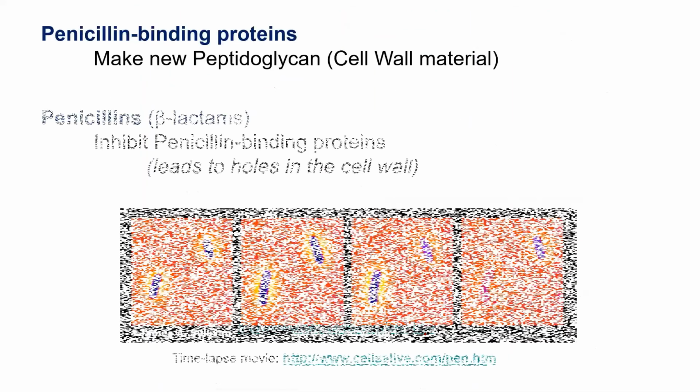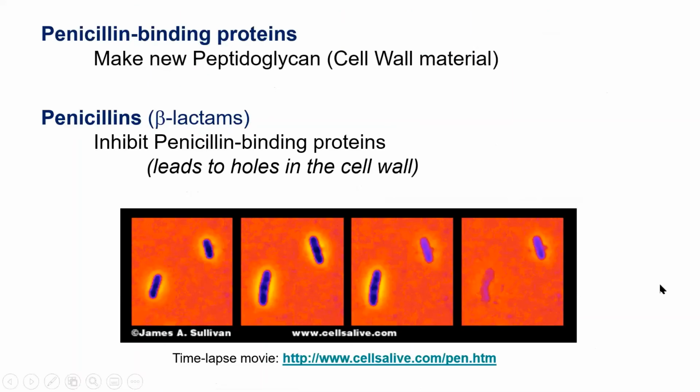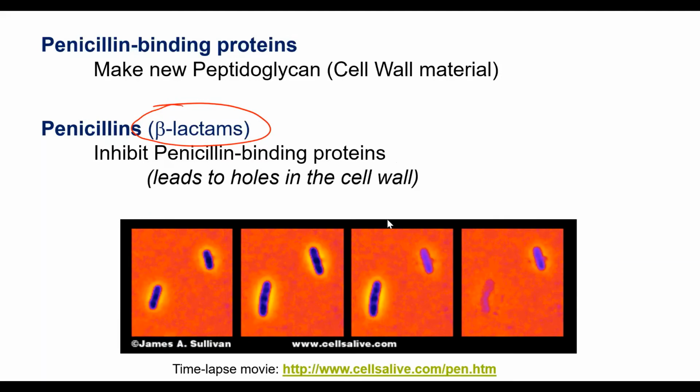I'll show you a little video here. I thought I had the actual video. I'll have to go to the link. You can see there's the terminology, right? Penicillin binding proteins are these enzymes that make new cell wall material, and the penicillins, also known as beta-lactams, I'll come back to that word in a minute, that's just another term for penicillin, lead to holes in the wall. I'll load up this video for you, and it's pretty quick. I just have to change my screen sharing.